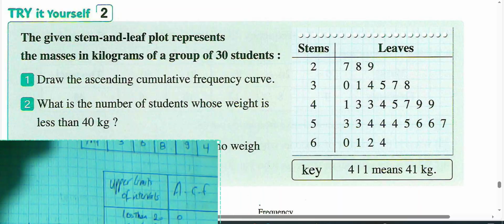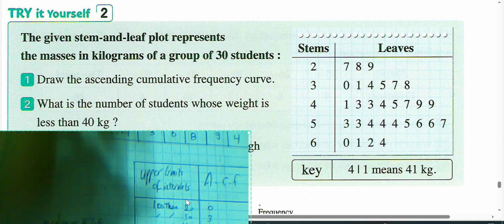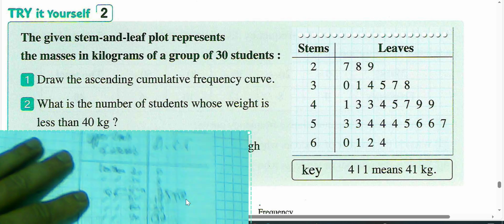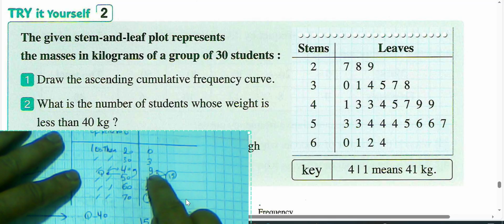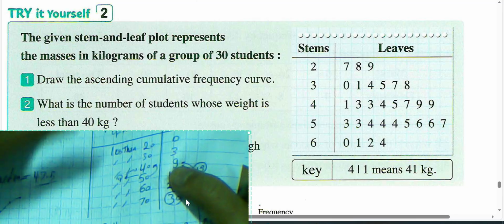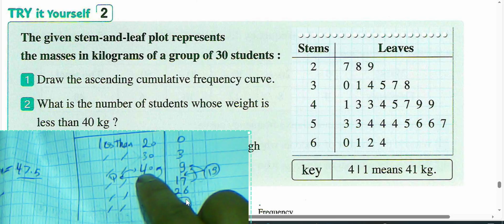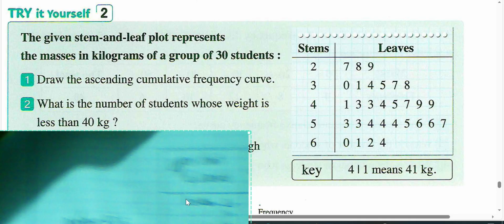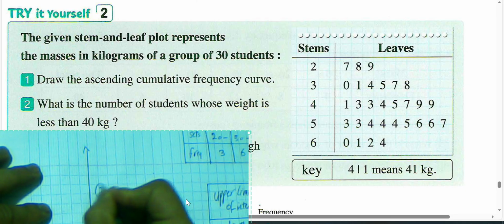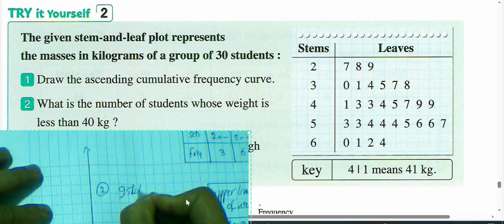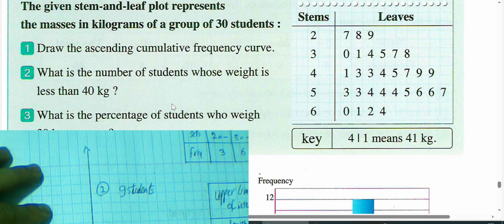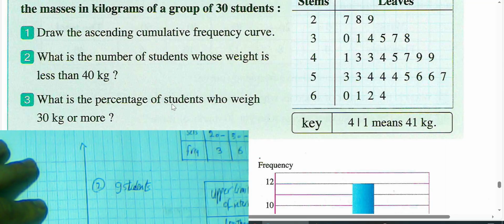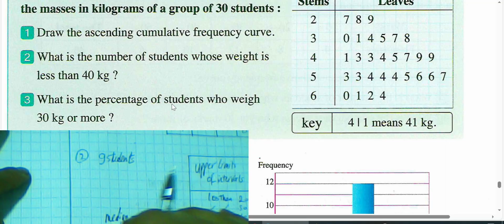Now I will solve question number 2. It asks: what is the number of students whose weight is less than 40? Look here, less than 40 was 9 students. So the answer to question number 2 is 9 students. Next, question number 3: what is the percentage of students who weigh 30 kilograms or more?